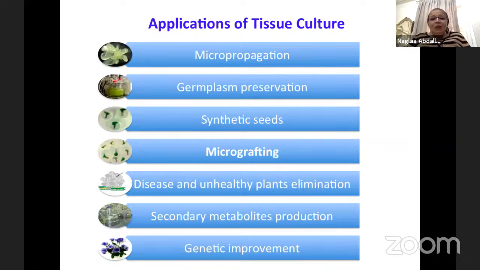Now we're going to talk about applications of tissue culture. We can use it for micropropagation, germplasm preservation, forming synthetic seed, micrografting, disease and unhealthy plant elimination, secondary metabolite production, and genetic improvement. All of these are direct applications. This one is indirect because you use tissue culture as a tool for producing modified plants.